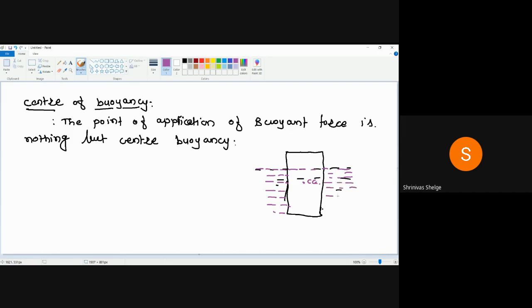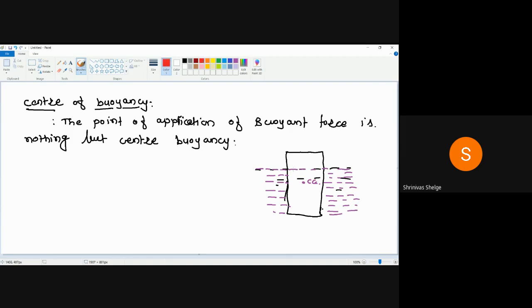So this is the fluid and the body is immersed in the fluid. Somewhere here you will find the CG. Correct. Now I want to find out the center of buoyancy. Remember that the center of buoyancy is the CG of the submerged body. So this is the submerged portion. I will show you with the red color.